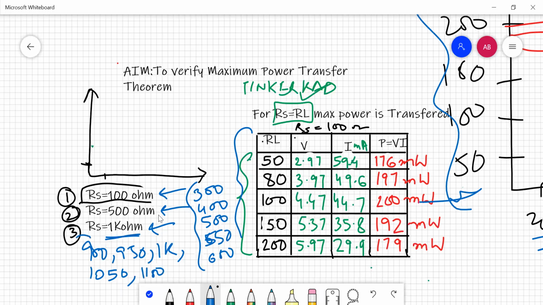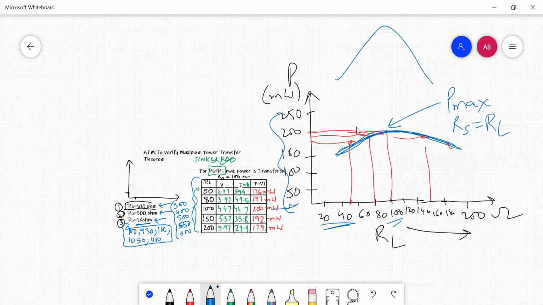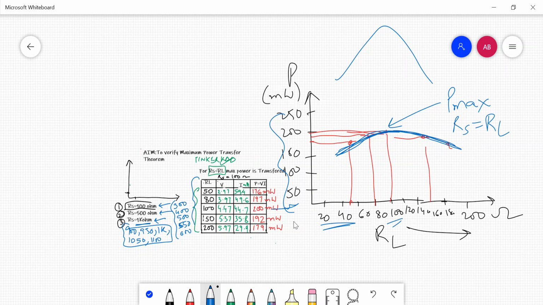So you can vary all these 5 sets of resistances in your Tinkercad, and you are going to observe the same graph pattern that we have just done for your 100 ohm resistance. You all have to do this in your practical lab of Tinkercad, and then you can verify that the maximum power transfer theorem has been verified for the different sets of values of the source resistance.